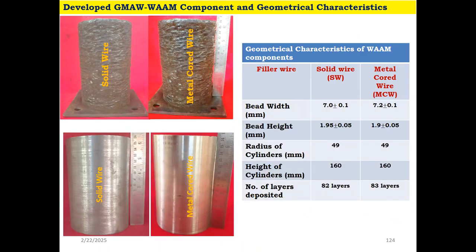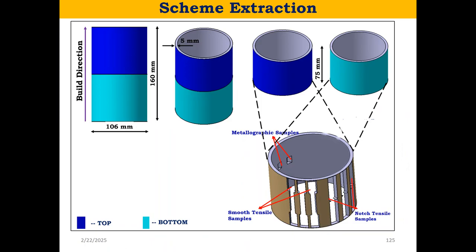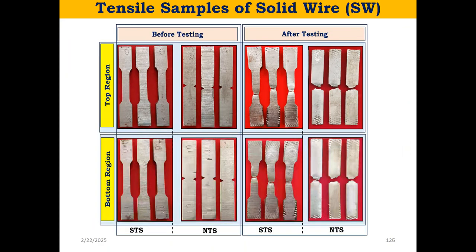Here they have compared solid wire and metal core wire for making the cylinder. Again, they extracted the specimen from the cylinder to conduct the material test, the mechanical test. They have extracted from both the bottom region and the top region to conduct the tensile test.